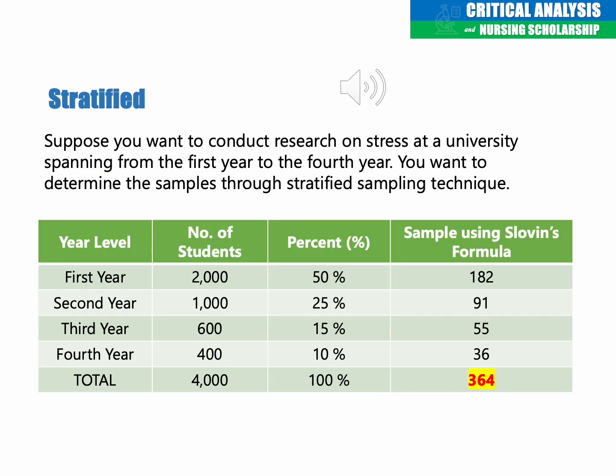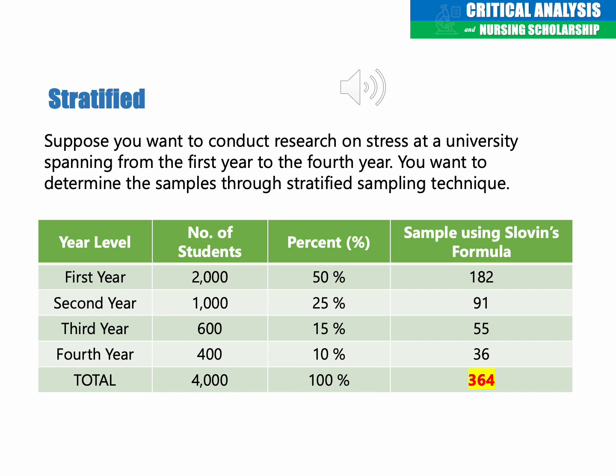Okay, suppose you want to conduct research on stress at the university from first year to fourth year students. So basically you wanted to collect data from all students across different levels, and you wanted to use stratified sampling technique. The first step that you need to do is to identify the number of students in each level. And in our given example, we have 4,000 students across different levels.